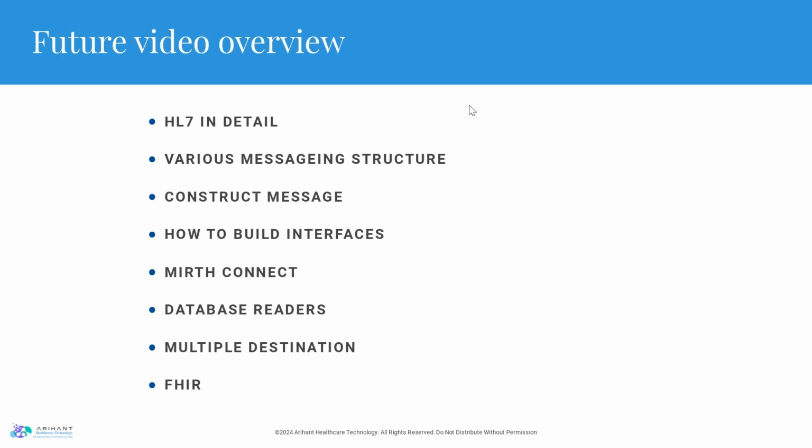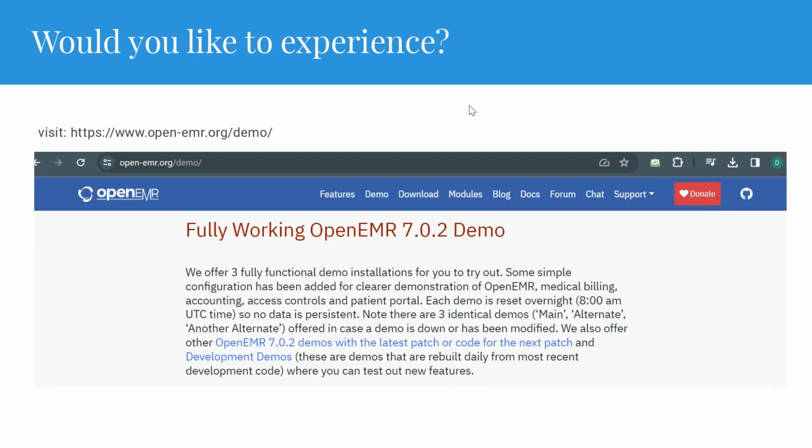Yeah, I think we covered a lot of detail in this video. So the remaining detail I kept for future videos, like an in-depth HL7 message study, different structures of the message, how to build the actual message, how to build an interface. Then we'll go into the HL7 engines or interoperability engines like Mirth Connect. Mirth Connect is the one we covered because it's open source. Database readers, multiple destinations, FHIR, etc.